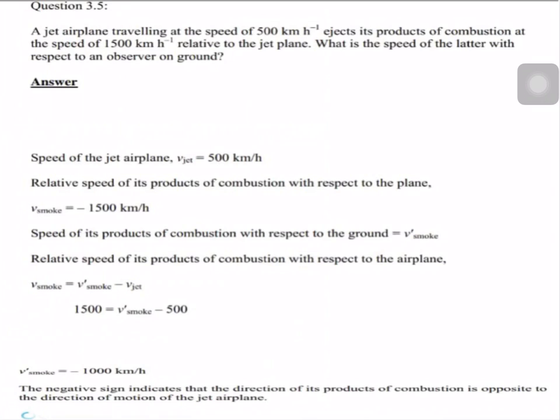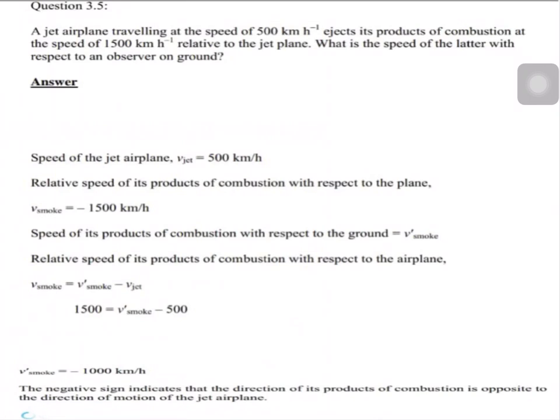And the third one: a jet airplane traveling at the speed of 500 km per hour ejects its products of combustion at the speed of 1500 km per hour relative to the jet plane. What is the speed of the latter with respect to an observer on the ground? Speed of the jet airplane V jet equal to 500 km per hour.